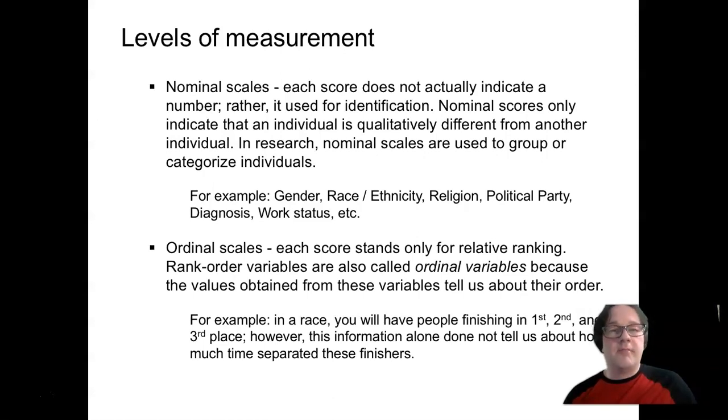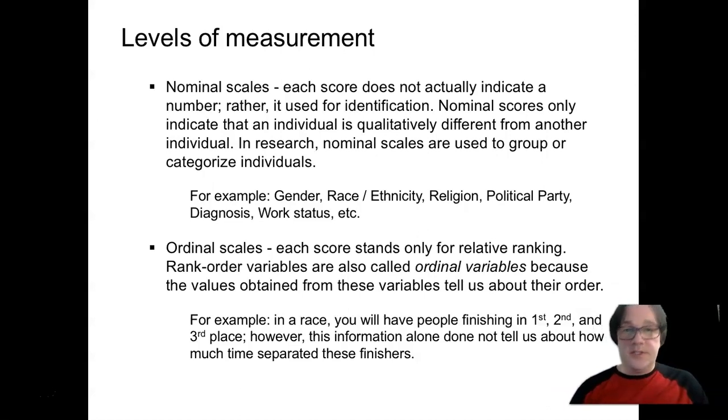Ordinal scales, we can think of an ordinal scale as being similar to a nominal scale in that we're still using categories. However, the order in which the categories are placed has some meaning. Take a look at the name, ordinal scales, and the meaning is kind of in the name. These are also referred to as rank ordinal or rank order scales, right? So rank order variables are also called ordinal variables because the variables obtained from these variables can tell us something about their order.